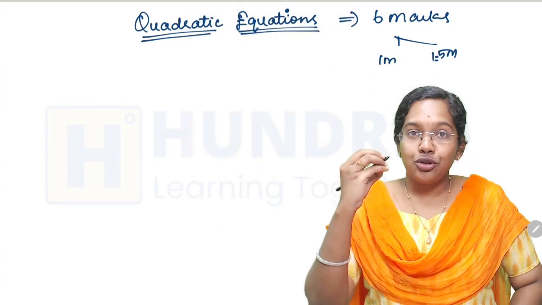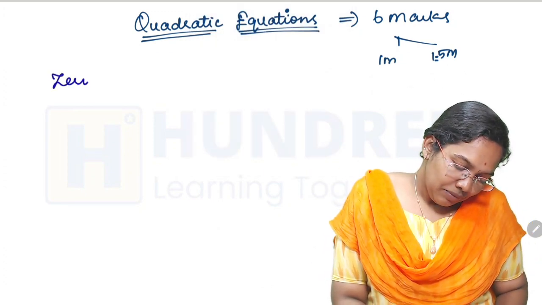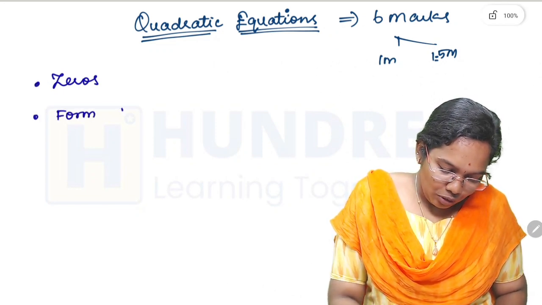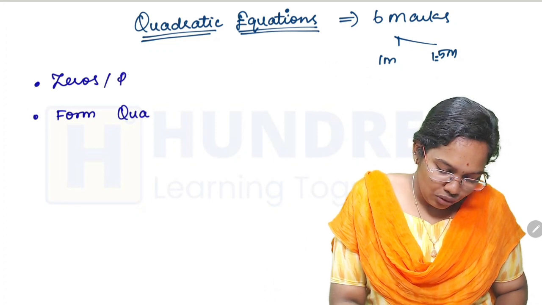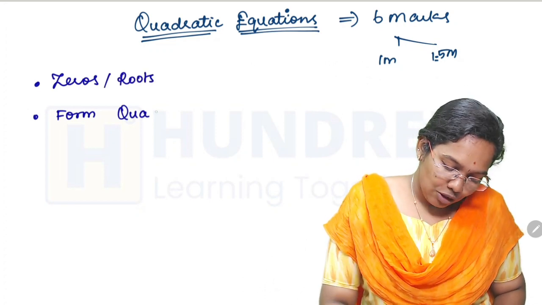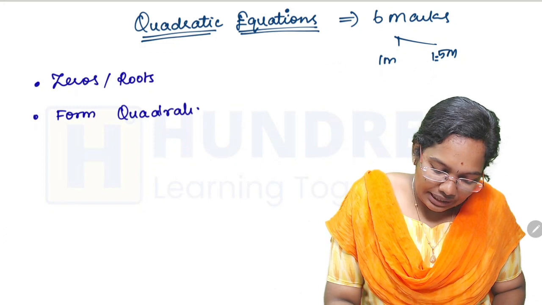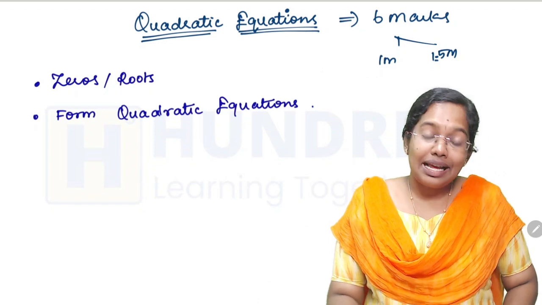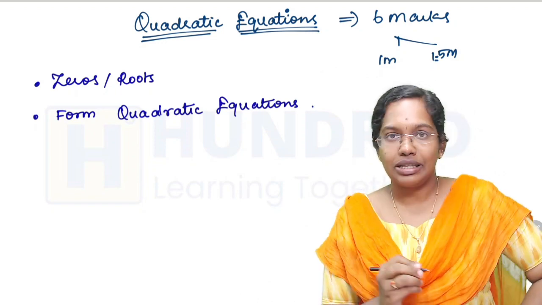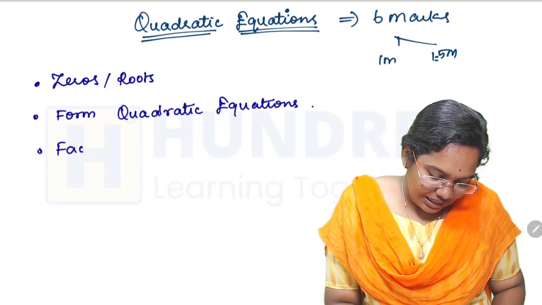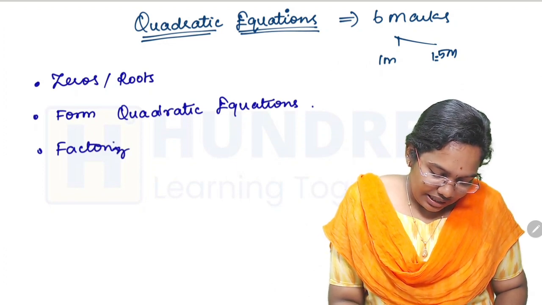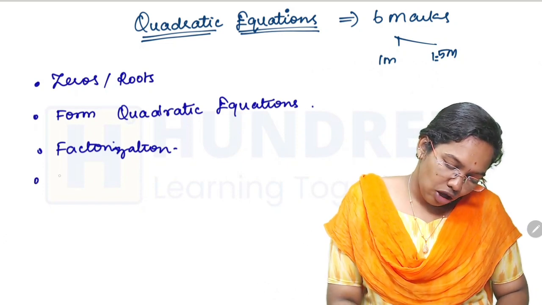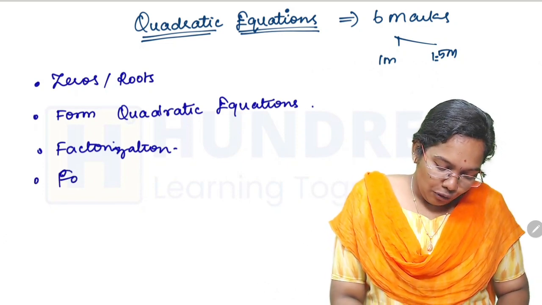So first thing first, you have to know what zeros or roots are. Then you have to know how to form quadratic equations, right? Once you know how to form the quadratic equations, you have to know how to solve those equations. You'll be using the factorization method, and the next thing is what? The formula method. Yes, you will be solving the quadratic equations by the formula method, okay?